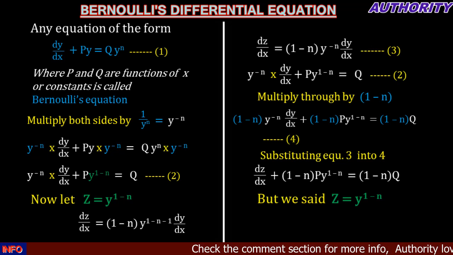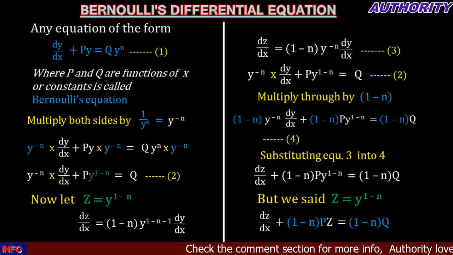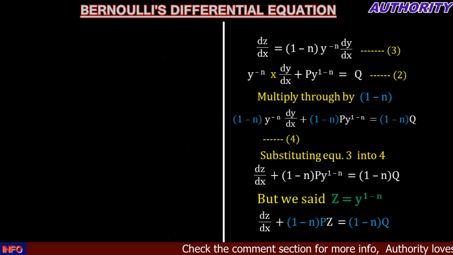Also, this y raised to power 1 minus n, let's replace it with z. Now, replacing it, we say dz all over dx plus 1 minus n in bracket p z equal to 1 minus n in bracket q. You get it right? Good.